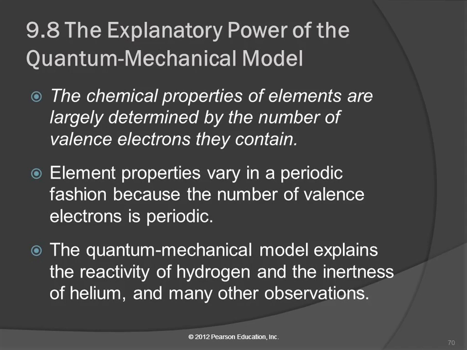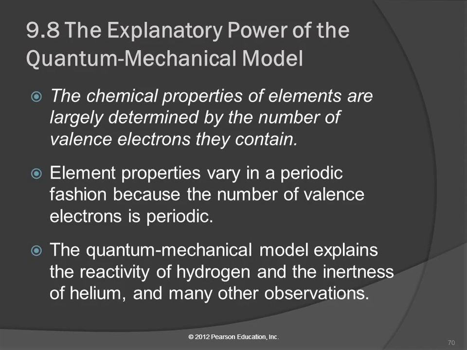So the quantum mechanical model helps explain the chemical behavior of the elements. Remember we said that those valence electrons are what affect bonding for the atoms. And we see from the periodic table that the element properties vary in periodic fashion. That's how Mendeleev put the periodic table together in the first place, and why it's called a periodic table. But it varies that way because the number of valence electrons is periodic.